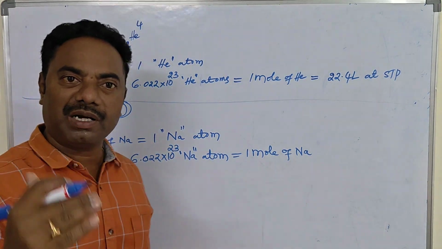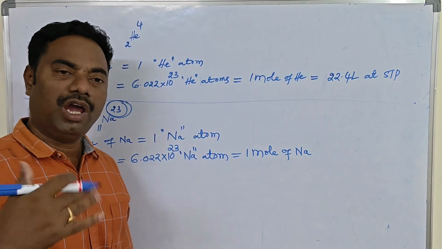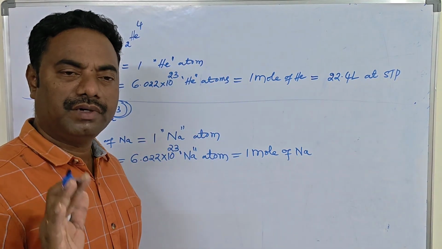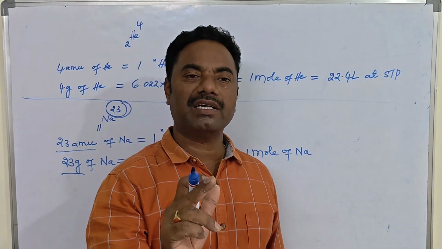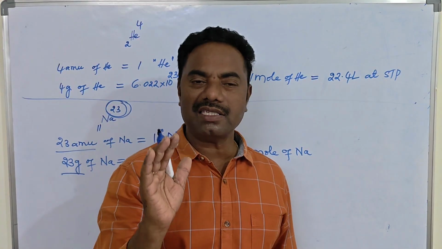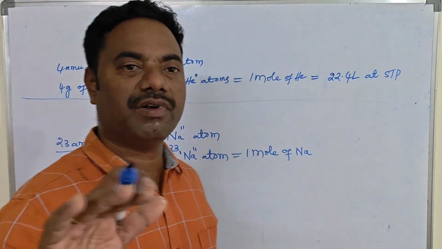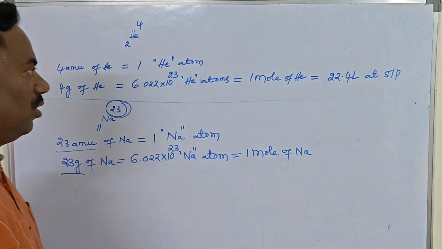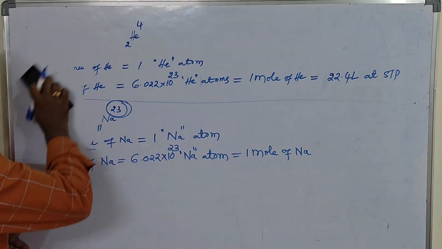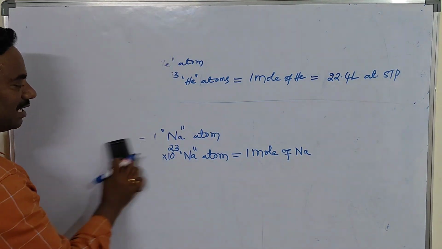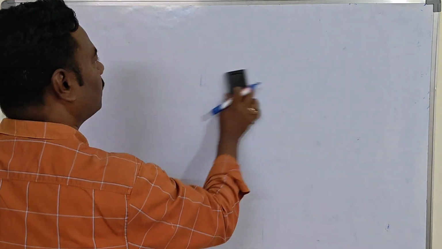This concept is applicable for each and every atom, not only for helium and sodium. You have to take any atom. It contains mass. If the mass is in AMU, in that mass one atom is there. If the mass is in grams, it contains Avogadro number of atoms, so that it is equal to 1 mole. Now I want to explain molecular mass and gram molecular mass by taking one example.